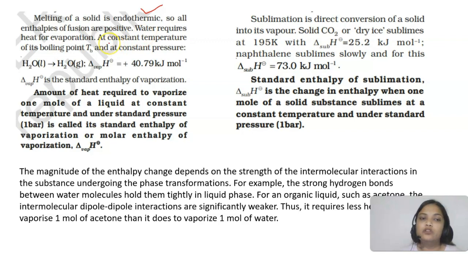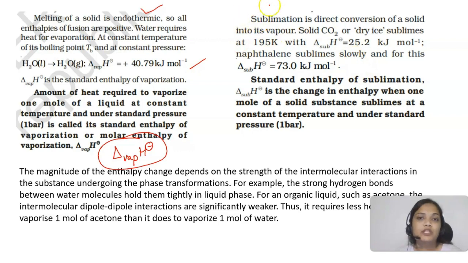Now water also requires heat for evaporation, and at constant temperature, meaning at boiling point, it changes. Constant temperature, constant pressure. So here the enthalpy change we will be writing will be the enthalpy of vaporization. Standard enthalpy of vaporization or molar enthalpy of vaporization is the enthalpy required to vaporize 1 mole of a liquid at constant temperature and constant pressure. So again it is positive, meaning heat is absorbed here.